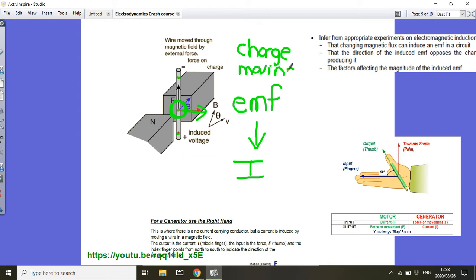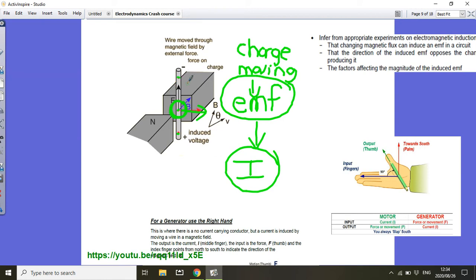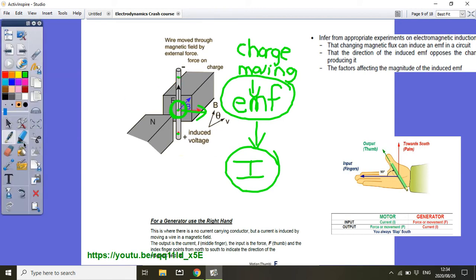That charge, because it's moving in a magnetic field, will experience an EMF, and this is where you need to start focusing because this is how you will explain it. The EMF that is there due to the change in magnetic flux will then cause a current to flow. Now we need to look at the directions. This is the movement of an electron. Please remember that we are using conventional current and not electrons.